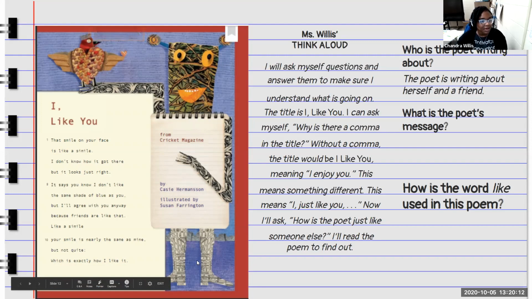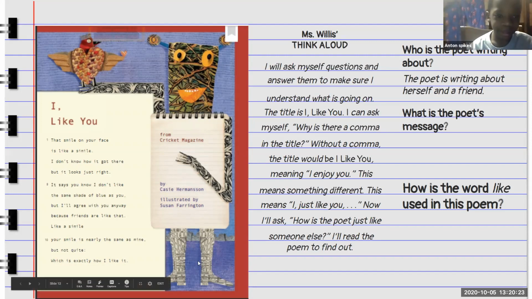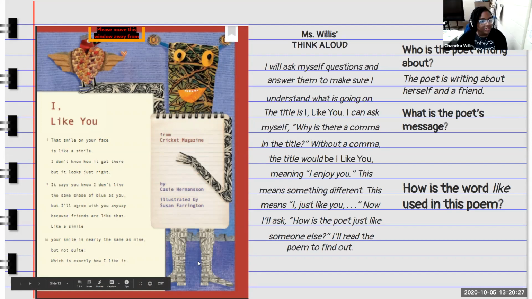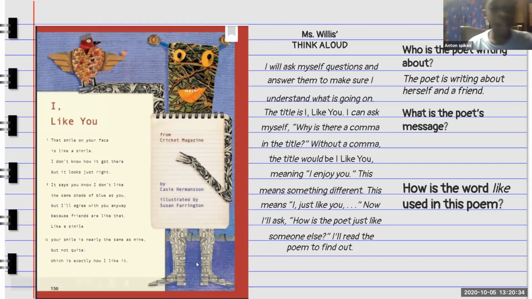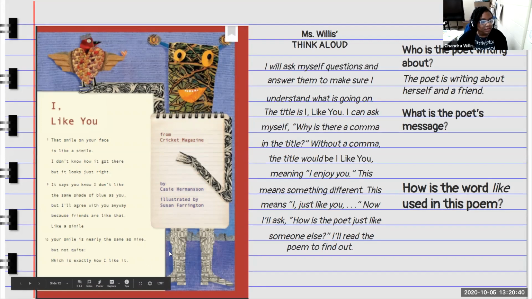What is the poet? Oh, Anton, go ahead, Anton. The poet is trying to tell you what? Like, you want to be friends with him. I didn't catch that, but oh, Cassidy, yes, can you? Cassidy, what is the poet trying to tell you? They're gonna be best friends forever.